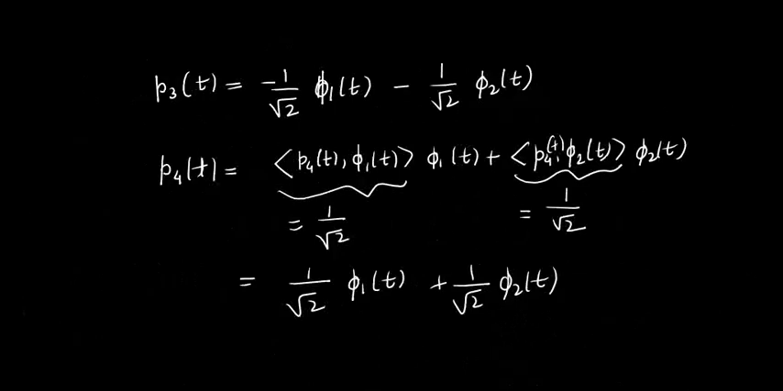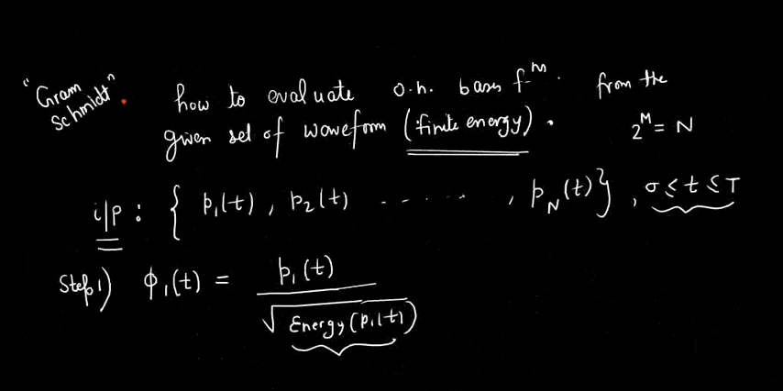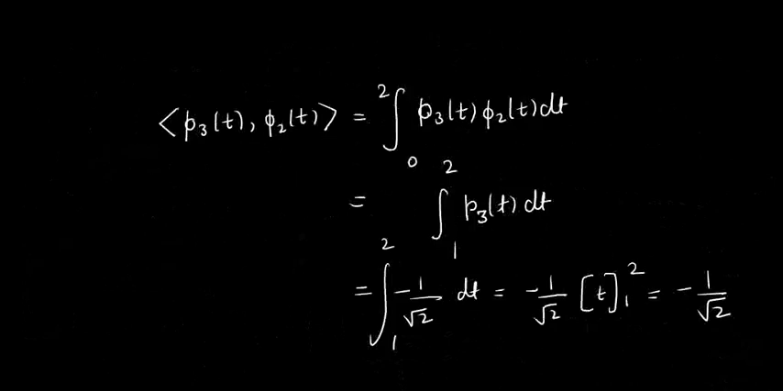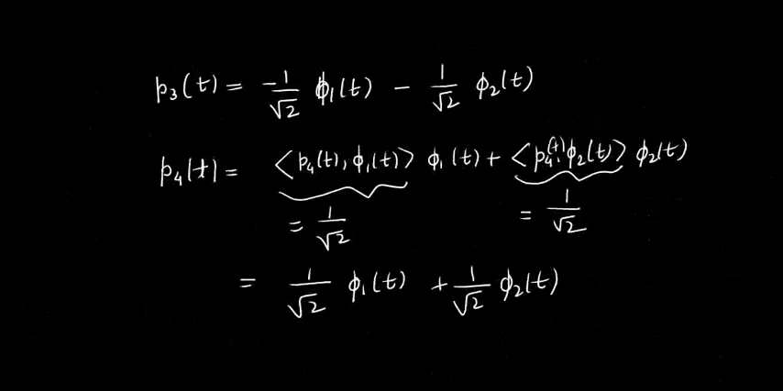So mathematically, to be more precise, we write that we have a set of finite energy waveforms and we are applying the Gram-Schmidt procedure over it. So, you will get the orthonormal basis waveforms or orthonormal basis functions. So, let us try to give one more example to you.